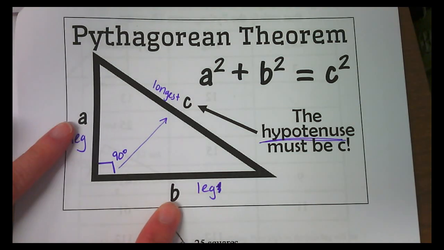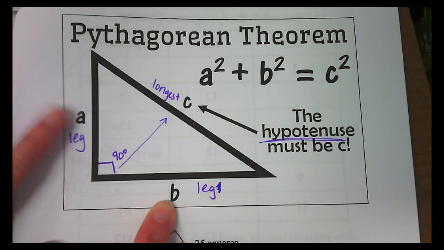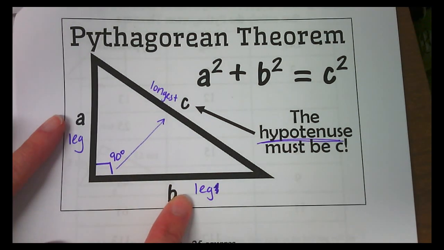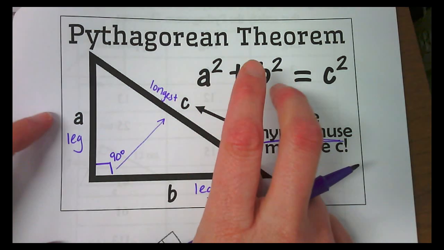The A and the B values, typically A is the shorter one and B is the medium sized side, but they can technically be interchanged because all we're doing is squaring them and adding them.